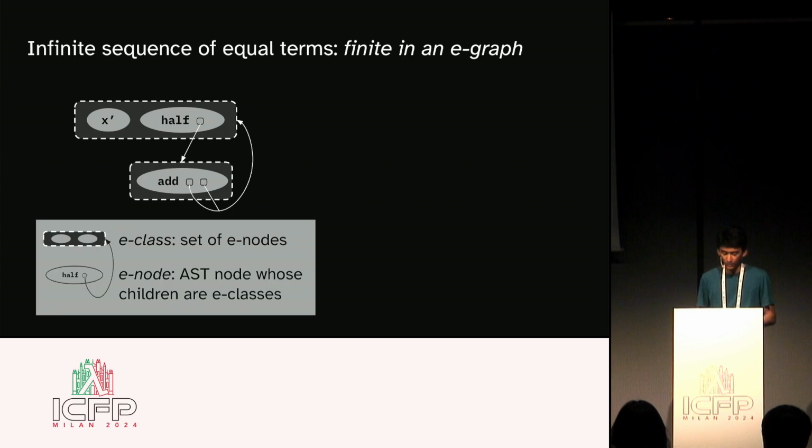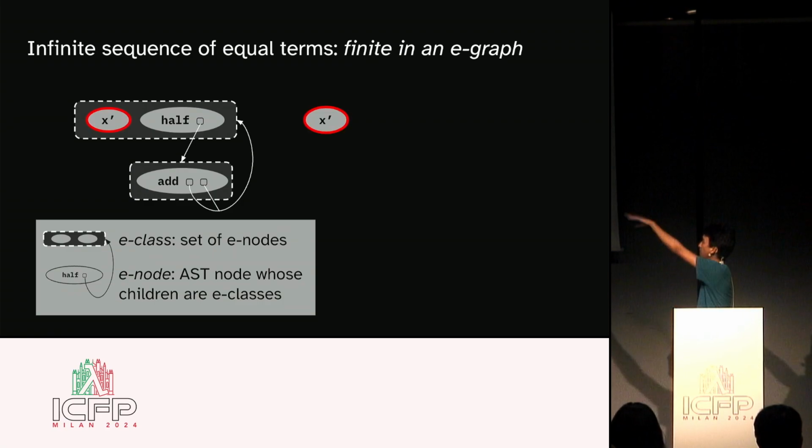What is an E-node? Well, you can think of it as an AST node, except its children are not other AST nodes. They're E-classes. So there's this mutually recursive definition going on. If that doesn't make sense, then let's at least walk through an example. I'll show you that x prime is inside of this top left E-class over here because it's a nullary E-node, so it doesn't have any children. So we can just extract that term.